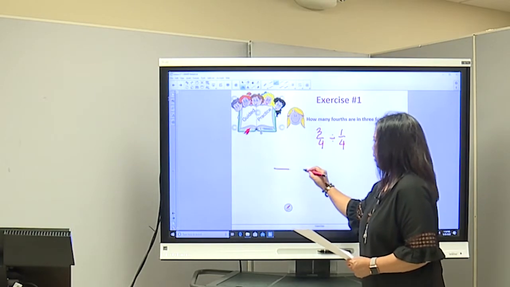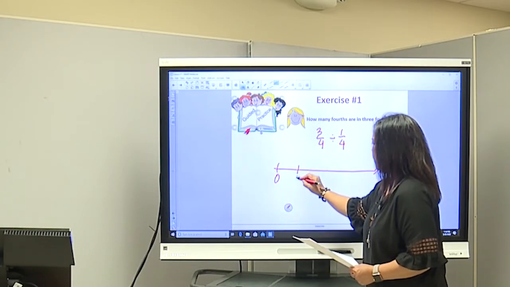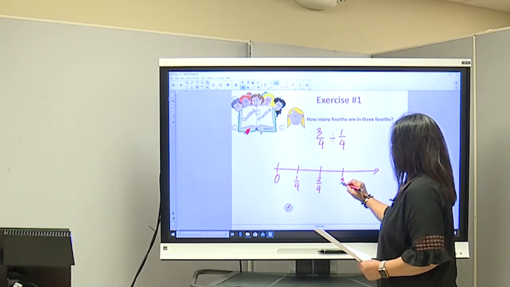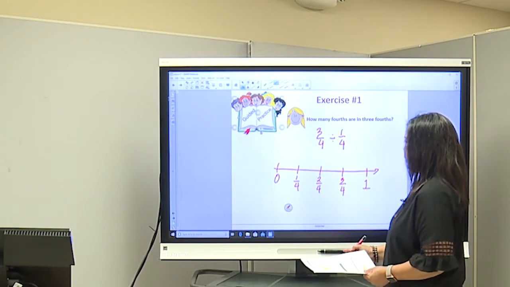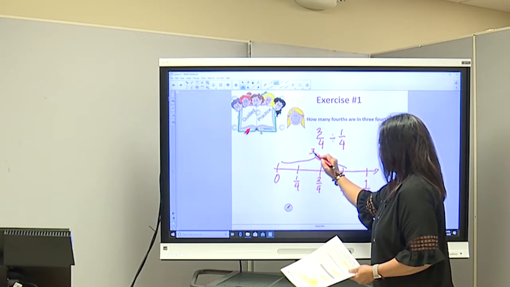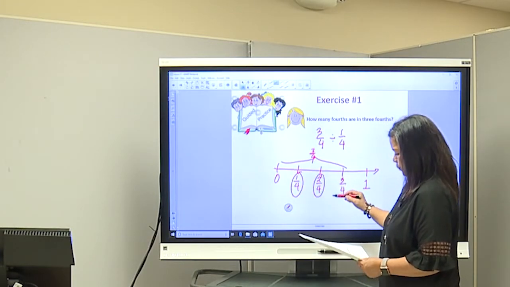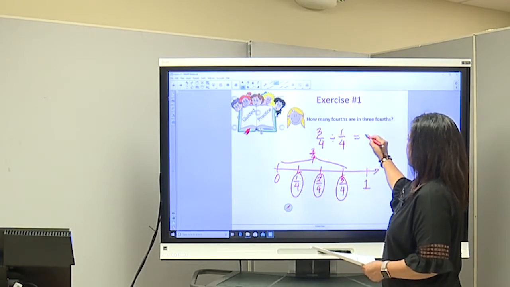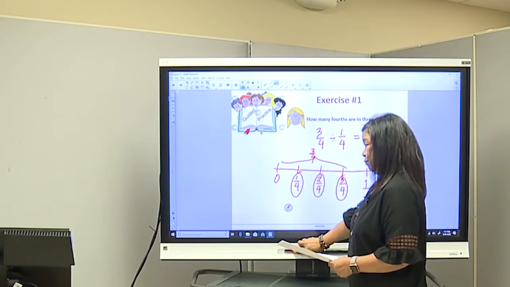Okay, so in a number line, 0, so it's fourths. So let's say 1/4, 2/4, 3/4, and this is the whole thing, or 4/4. Okay, so it's asking you 3/4. From here to here is my 3/4. How many fourths are there? 1, 2, and 3. So 3/4 divided by 1/4 is actually 3.